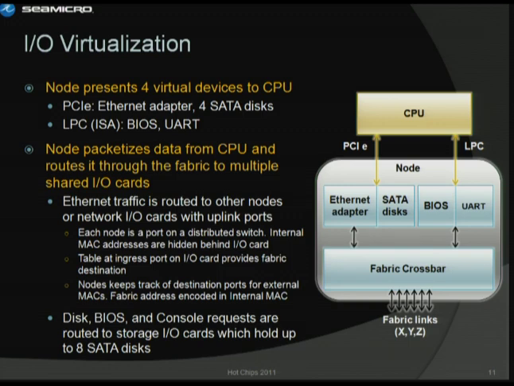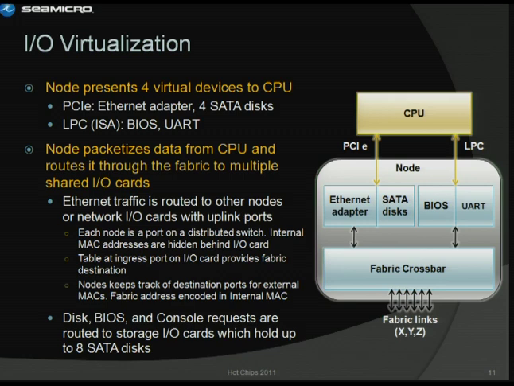So the SeaMicro ASIC presents 4 virtual devices to the CPU. There are 2 devices on the PCI Express interface and 2 on the LPC bus. The 2 devices on PCI Express are an Ethernet NIC that provides network connectivity, and a 4-port SATA HBA that provides access to 4 disks to each of our CPUs. On the LPC bus, we virtualize BIOS as well as UART.